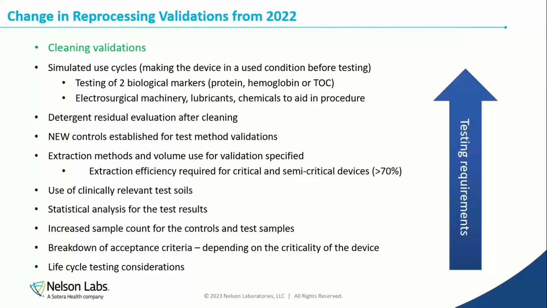Extraction efficiencies are required for critical and semi-critical devices, and you have to have 3 positive controls. That was a huge change. Before, we only needed 1 positive control. Now we need 3 positive controls for critical and semi-critical devices, and they all have to be above 70%. So those are the things that have changed hugely.